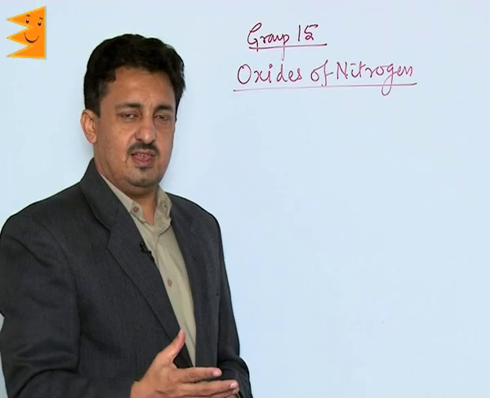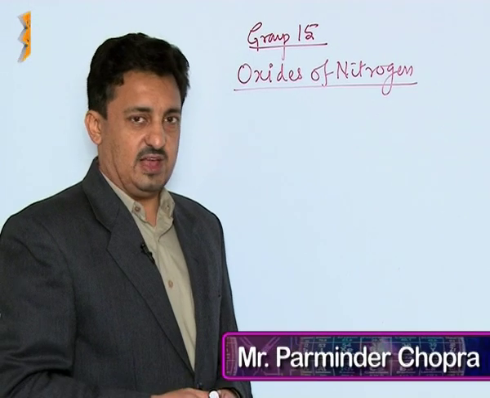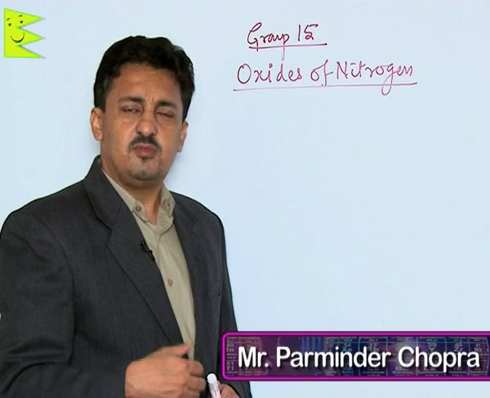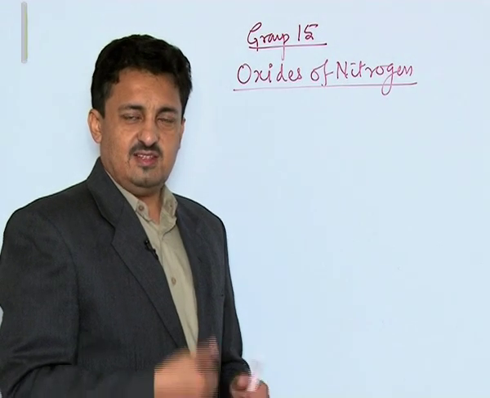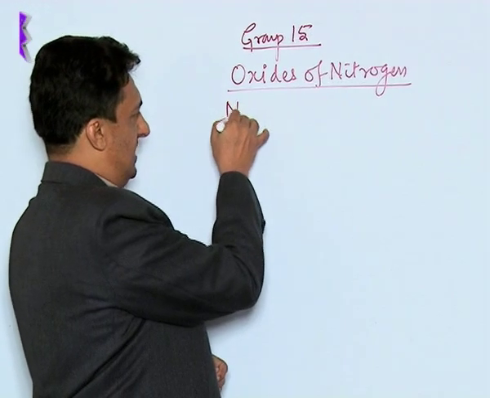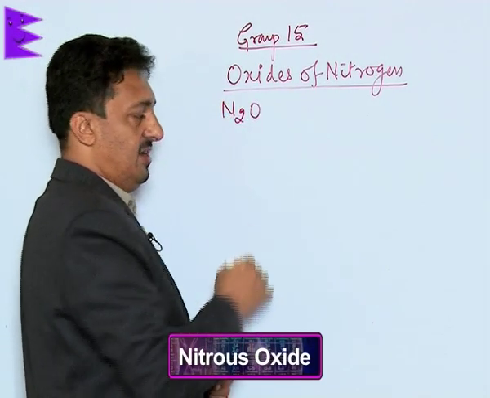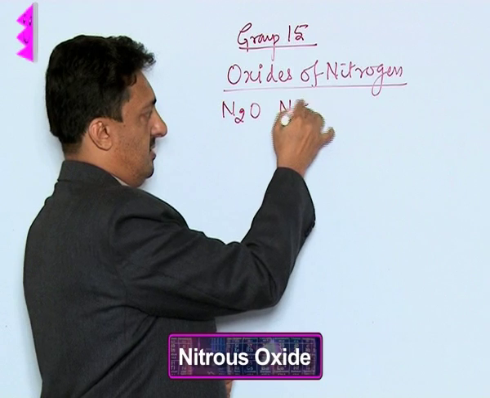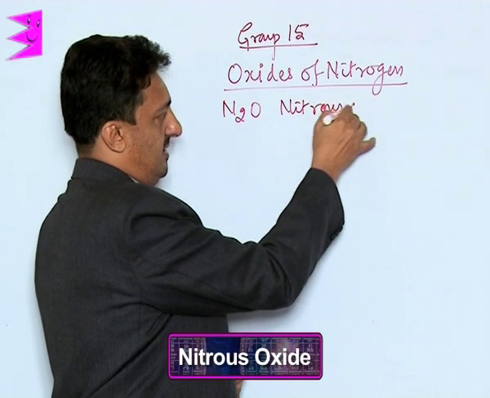Now after taking ammonia, let's take now the oxides of nitrogen. We know nitrogen forms a number of oxides. Let's take its oxides one by one. The first in the line is N2O, called nitrous oxide.